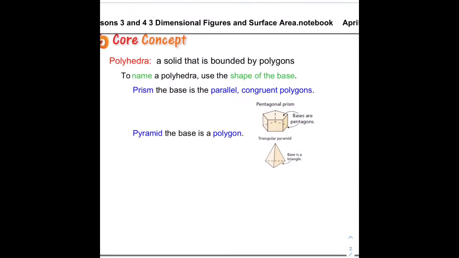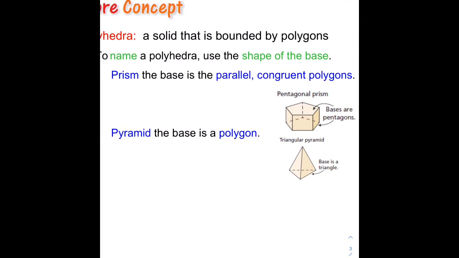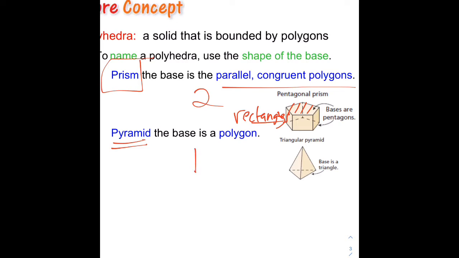So a polyhedra is a solid that is bounded by polygons, and to name it, you use the shape of the base, and this is huge. Prisms have bases that are parallel, congruent polygons. You have two. And if you look at the sides, they are rectangles. A pyramid has just one base that is a polygon, and then it comes up to a point, and you will notice that those sides are triangles.